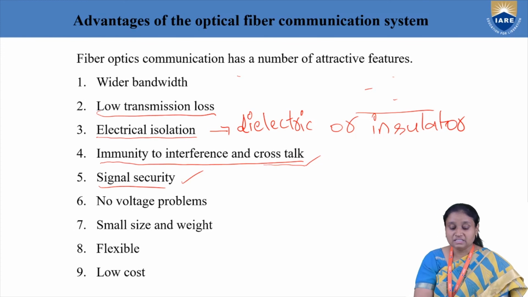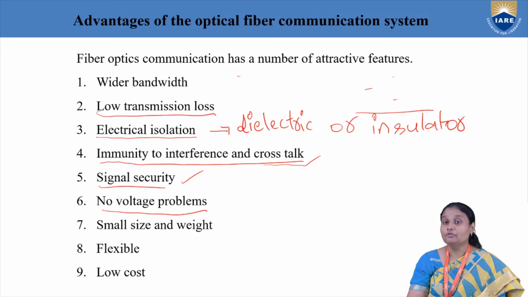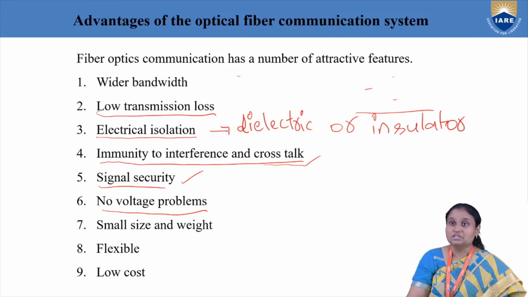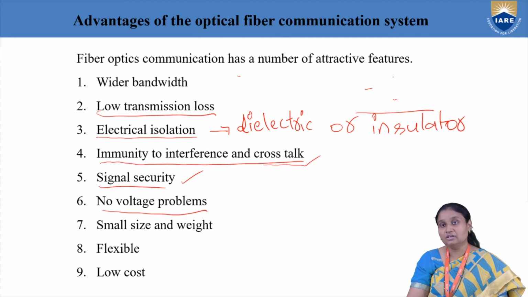Then coming to the sixth attractive feature of optical fiber, there won't be any voltage problems. If you take normal copper cable communication, we have to go for proper earthing or proper grounding. But that provision we don't need when we are going for an optical fiber communication system. Why? Because the material is a fiber material and our information is in optical form, we don't have to go for earthing and grounding. So there won't be any problem of voltage.